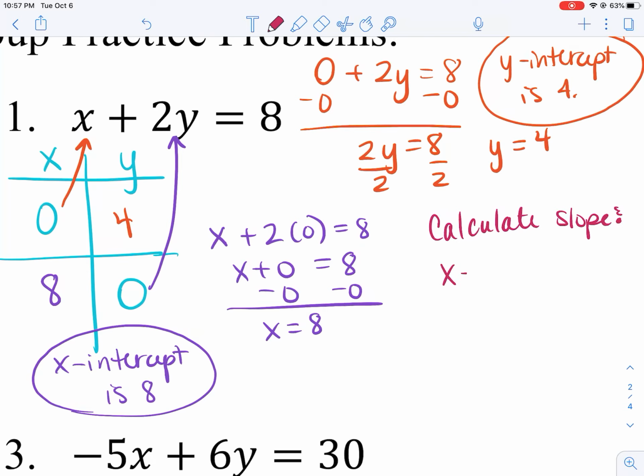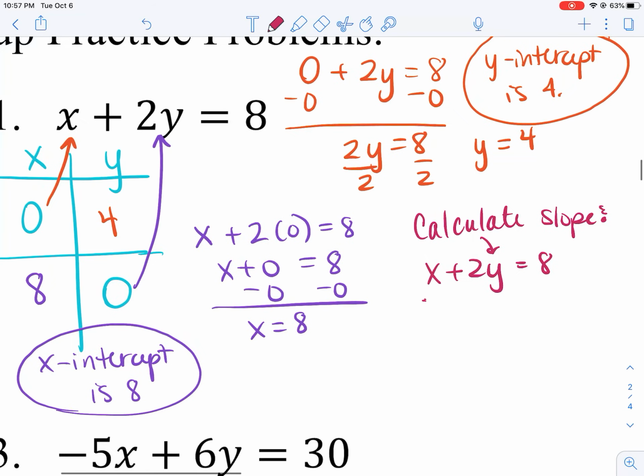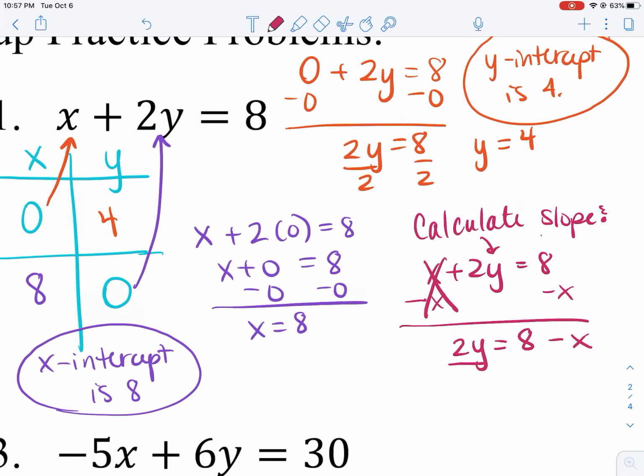So when you do that, x plus 2y equals 8, we want to isolate the y, okay? So I'm going to subtract x from both sides. This cancels. x and 8 are not like terms, so now I have 2y equals 8 minus x. Remember to start from the top and work down. And then I'm going to divide everything by 2.